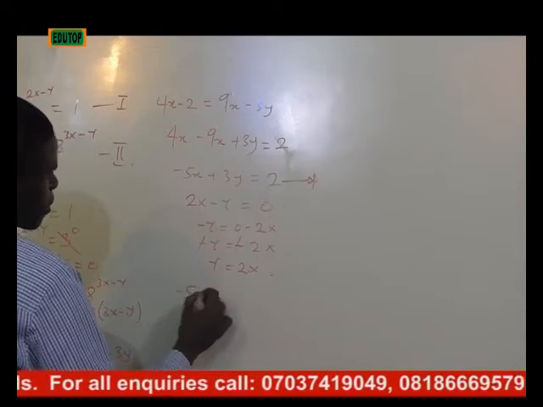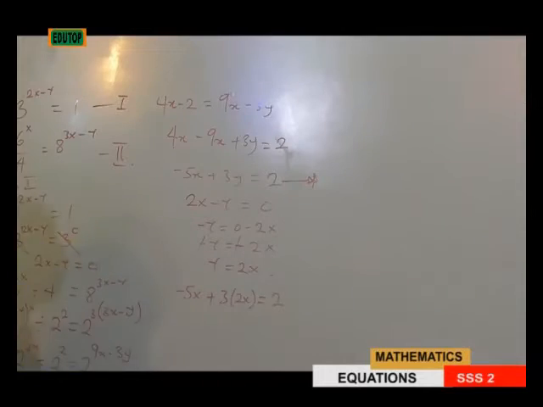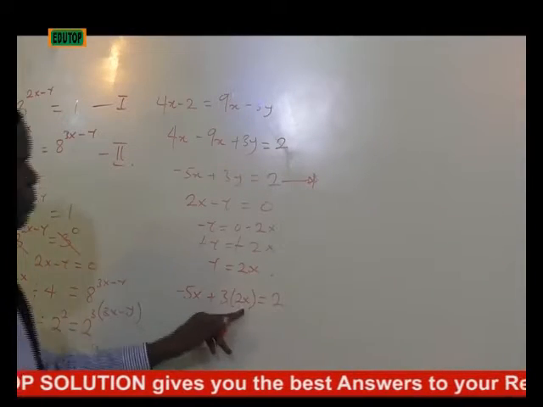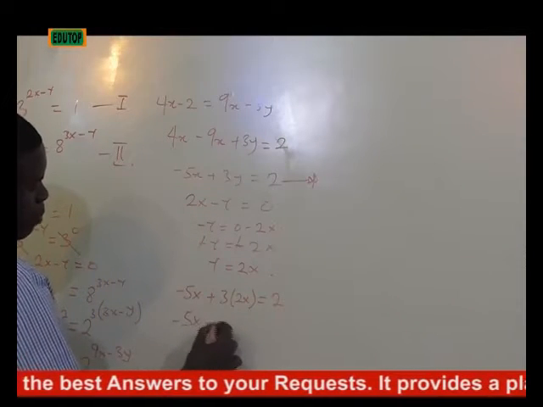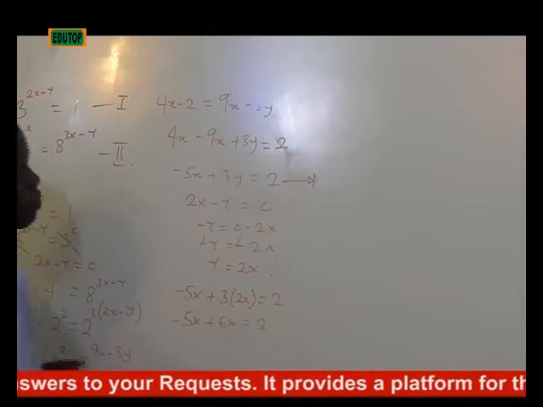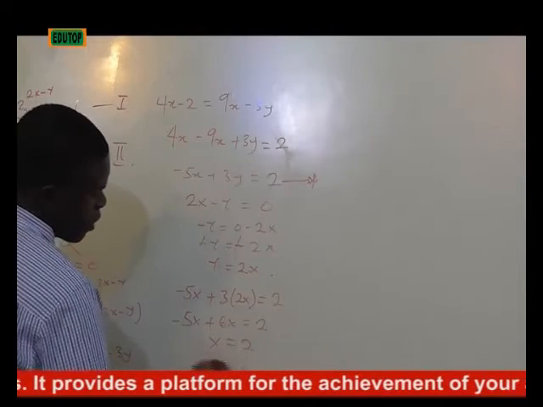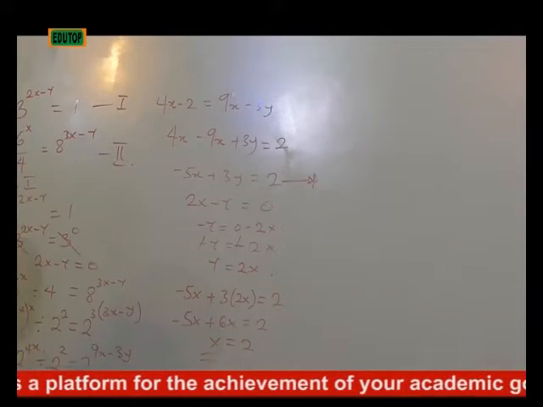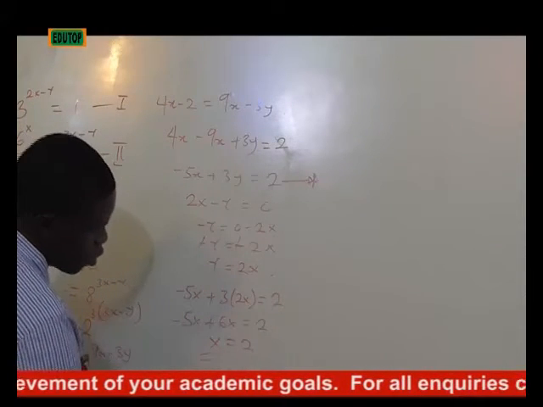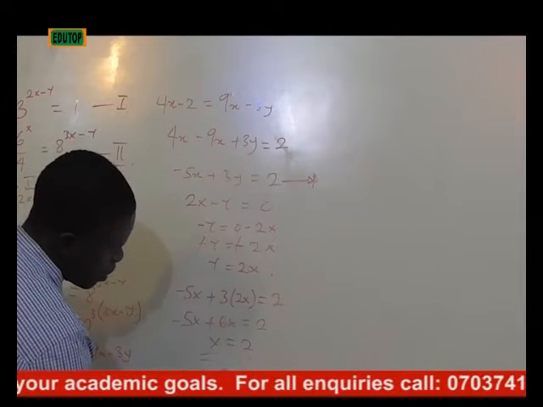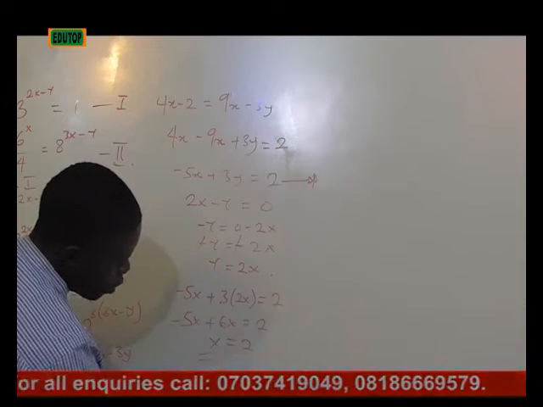So I have minus 5x plus 3 into 2x equals to 2. Then, because I've replaced my y here with 2x, that is why you have this. Then you have minus 5x plus 6x equals to 2. Then minus 5x plus 6x, that is x, equals to 2. So my x equals to 2. And since my x equals to 2 and my y equals to 2x, y will be 2 times 2, and that is y equals to 4. So my x equals to 2, my y equals to 4.